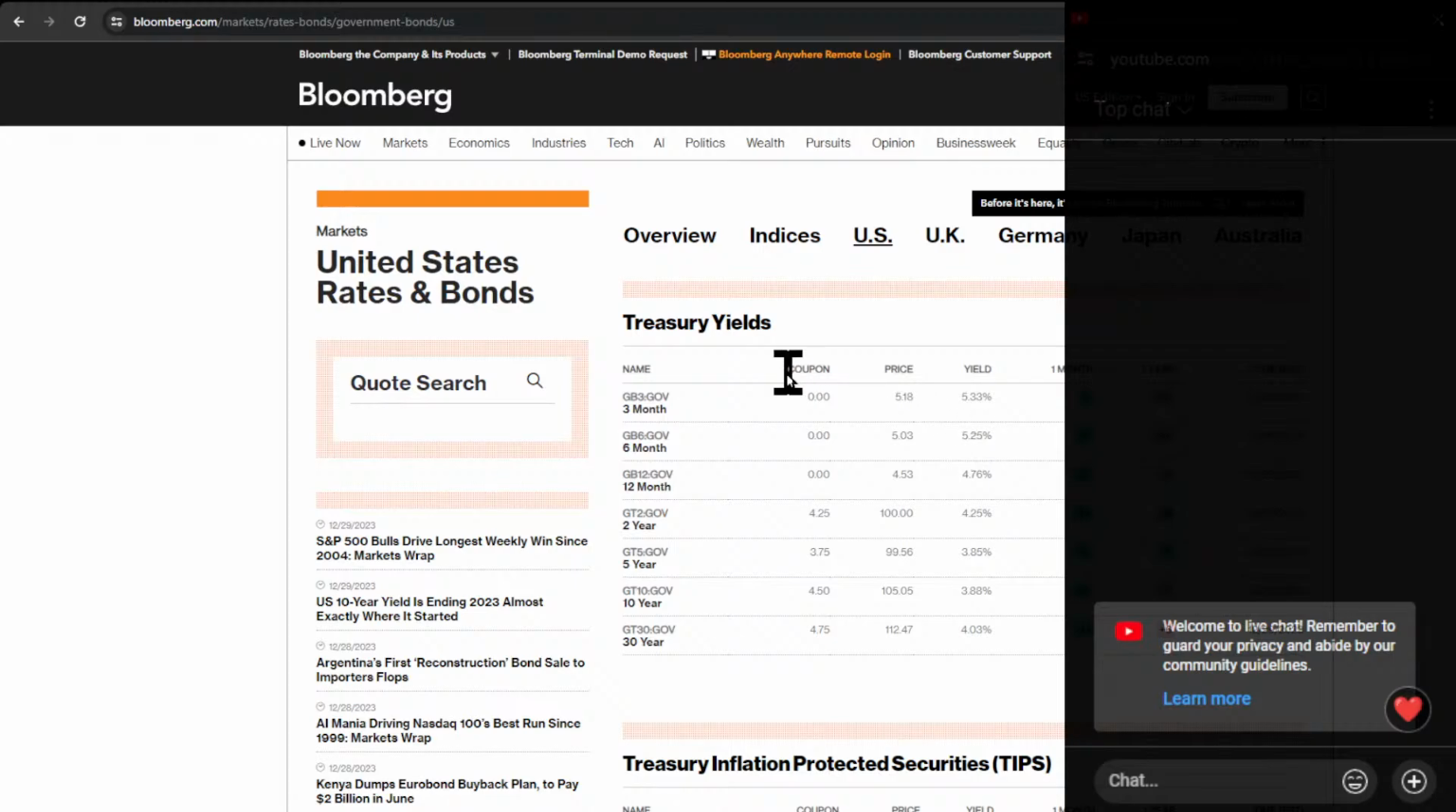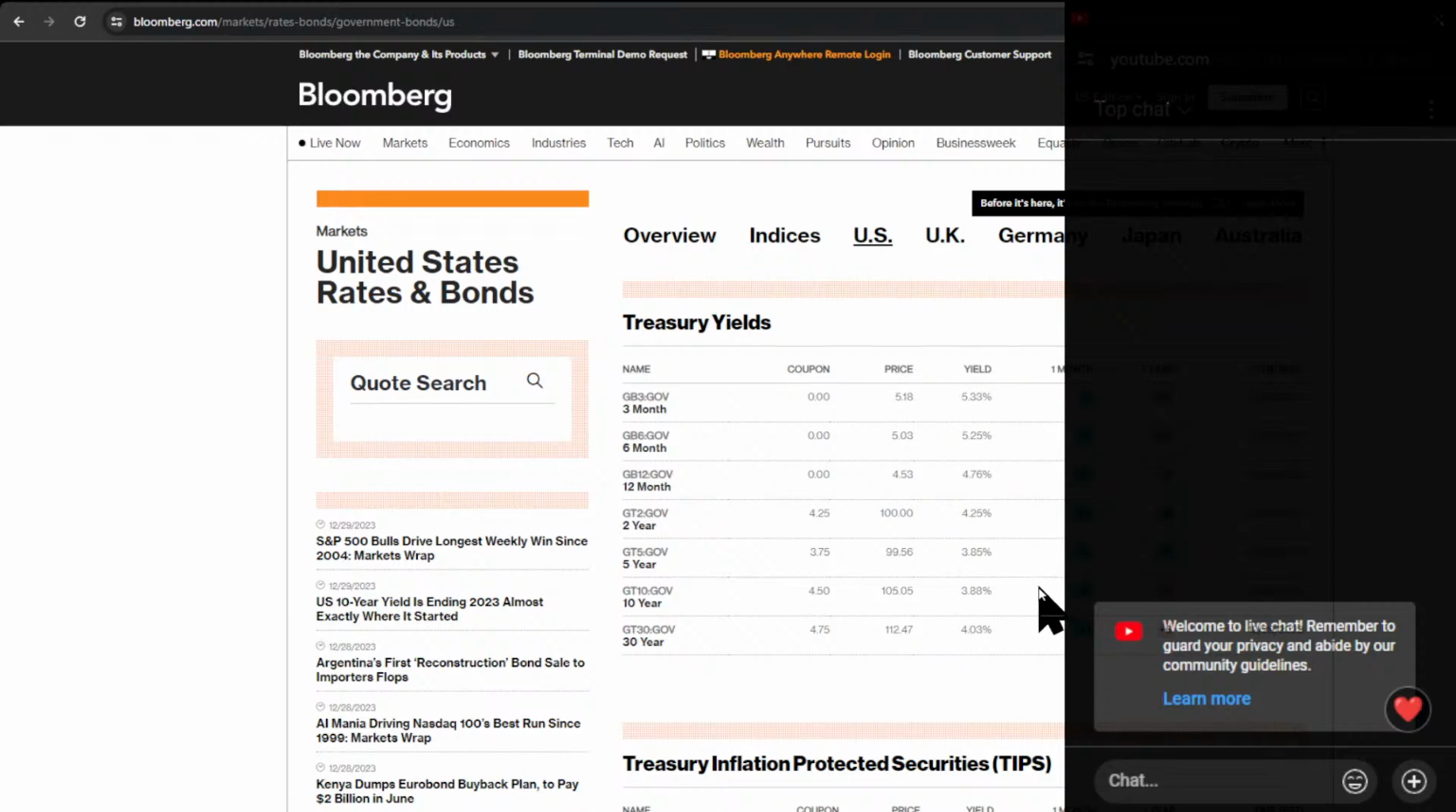What does it mean when you have a short-term yield that is paying more than the actual long-term yields? Look at the 10-year treasury bond. It only pays you 3.8%, while a 3-month government bond actually pays you more. So when you hear yield curve inversion, this is what it means.